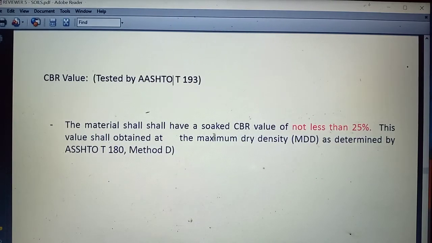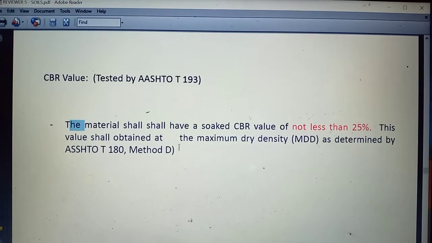So, meron tayong CBR value, okay? Yung CBR, ang ibig sabihin niyan is California Bearing Ratio. So, maybe we will not tackle this further in this part of our lesson. Maybe next time, doon tayo mag-concentrate sa testing of materials, kung paano siya ginagawa.